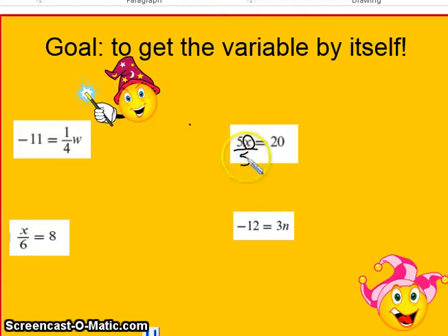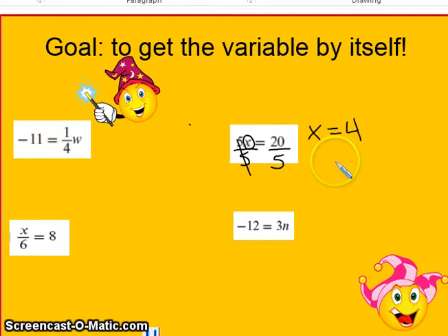If I do that to one side of an equation, I also have to do it to the other side. So I have to divide this side by 5 also. Now, 5 divided by 5 is 1, so that's 1x, or just x, equals, and 20 divided by 5 is 4. So x equals 4 is my solution.